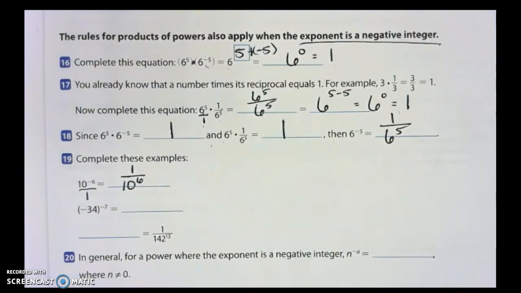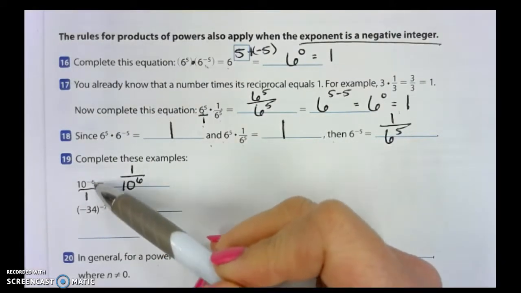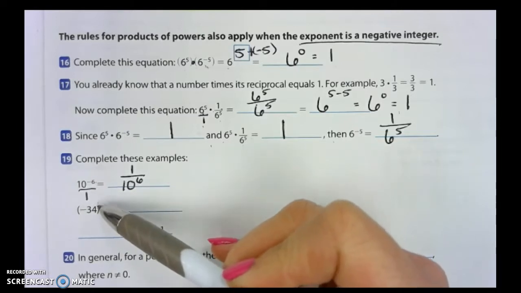When an exponent moves across the fraction, it becomes its opposite. If it's in the numerator and it's negative, when you move it to the denominator, it becomes positive. If it's in the denominator and it's negative and you move it to the numerator, it becomes positive. Anytime an exponent crosses the fraction line, it changes to its opposite.